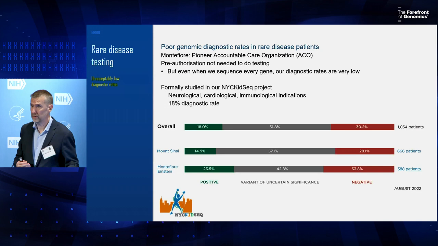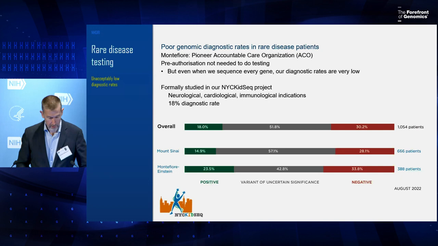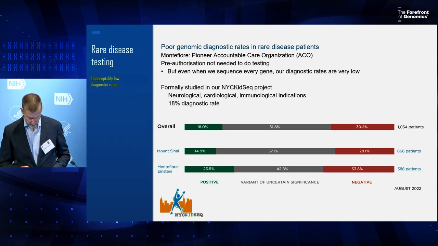And what happens is I can order exomes and I still get this very low diagnostic rate. So it's not because of the lack of testing in the Bronx, it's because we're just not able to make diagnoses. So we formally studied this in our CSER2 project, NYC KidSeq. And as you can see, the overall diagnostic rate was about 18%. And these are kids presenting with neurological, cardiological, immunological problems, the bread and butter of any sort of clinical service.